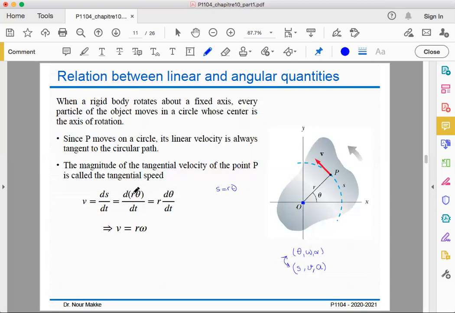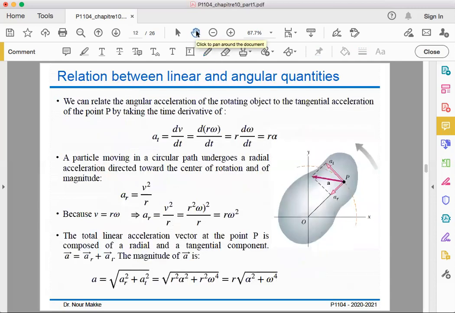Since r is constant, this is the radius of the circle, we can take it out of the derivative because its derivative is simply 0. And so we end up with r times d theta over dt, which is the derivative of theta with respect to time. Since we define this as the instantaneous angular speed, we can therefore deduce that the tangential velocity is equal to r multiplied by omega. This is the first relation between the linear speed and the angular speed, between v and omega.